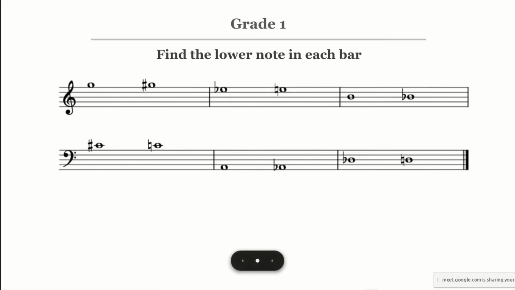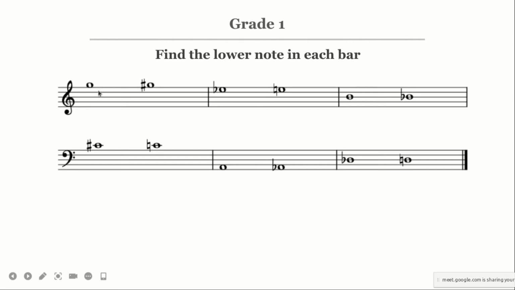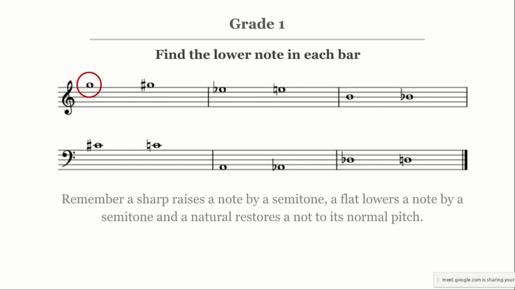Michael, which one is higher in this first bar? We have G and G sharp. G sharp. The next one, which one is higher? It's A. This is G clef. This is treble clef. The spaces spell the word FACE.